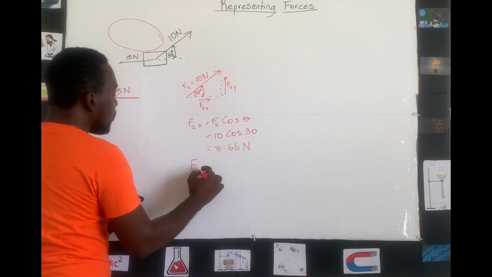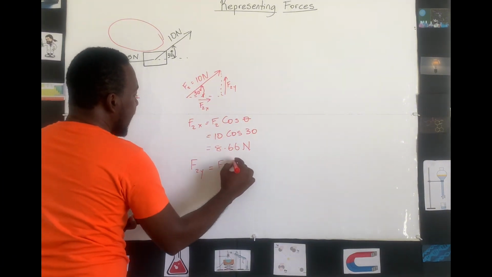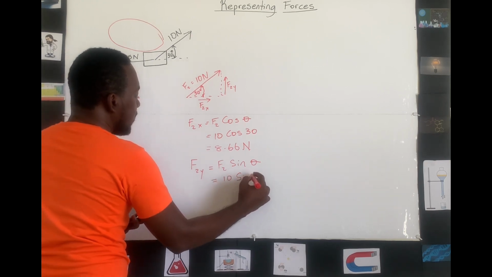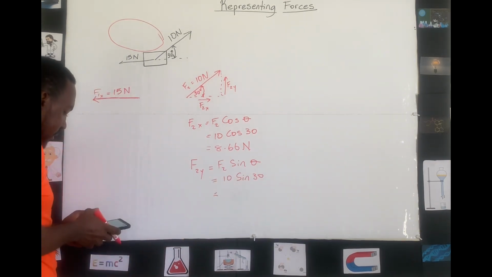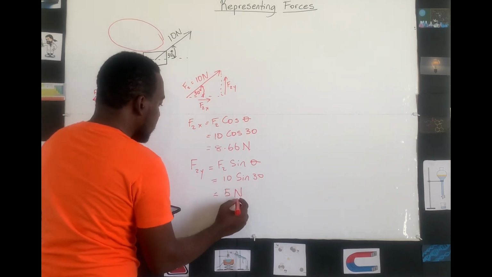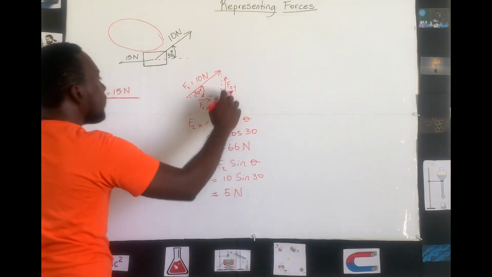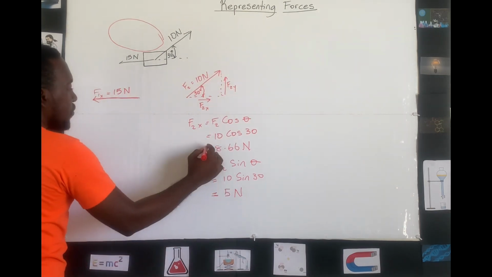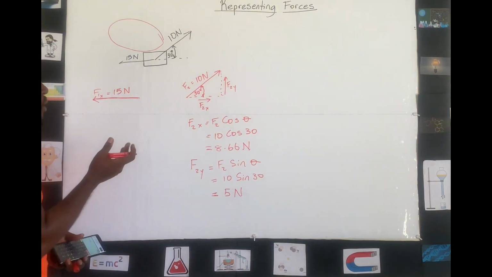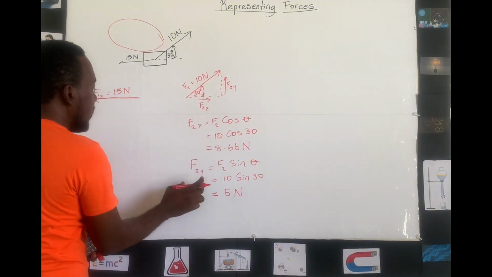And then we do the same for the y. So we go with F2y. Now this is opposite to the angle, so therefore it becomes sine theta. That's equal to 10 sine 30, and 10 sine 30 is 5 newtons. So now we know that there is an x going here and a y going here of these two values respectively. Now the final step is that we replace this angled vector with the x and the y vector.